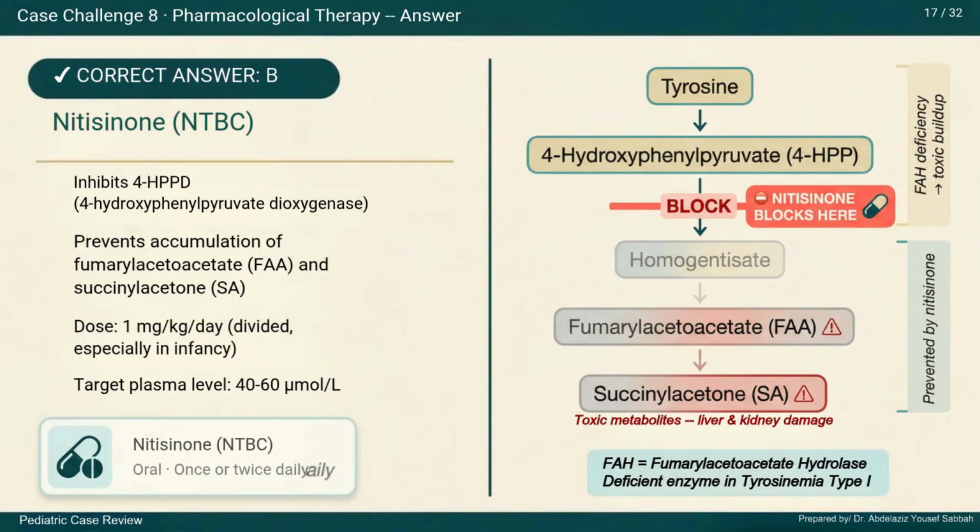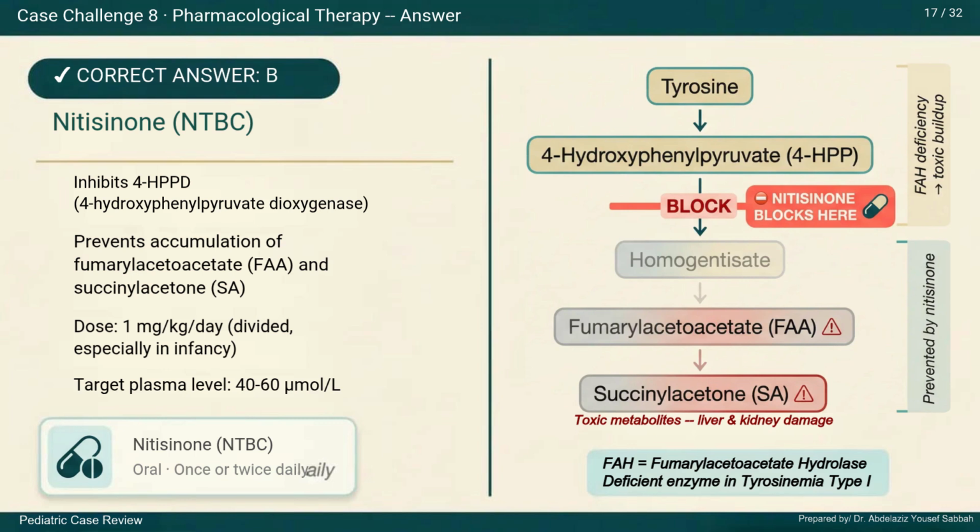Nitisinone works by inhibiting 4-hydroxyphenylpyruvate dioxygenase, which is an enzyme upstream in the tyrosine pathway. By blocking this enzyme, nitisinone prevents the formation of the toxic downstream metabolites, fumarylacetoacetate and succinylacetone, which are responsible for liver damage and kidney injury.